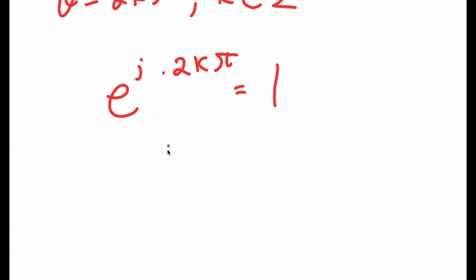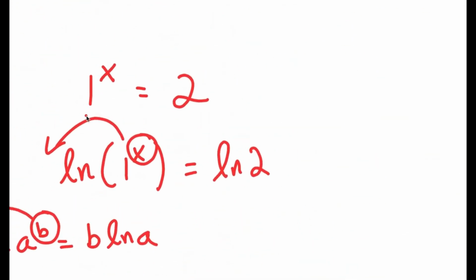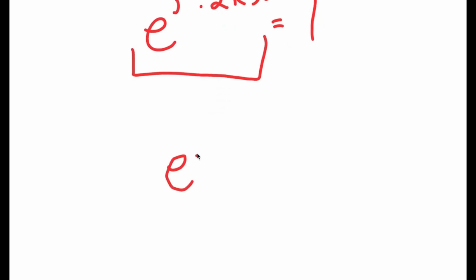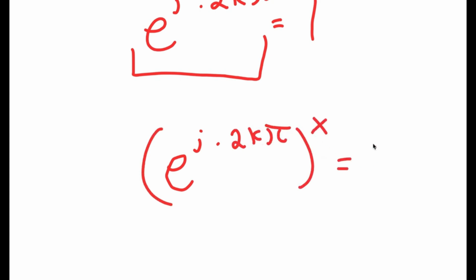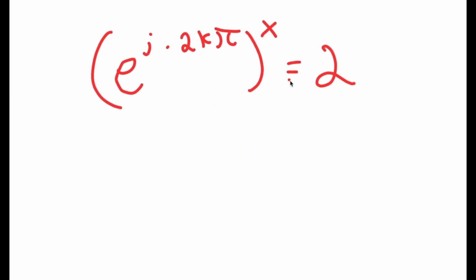Now, because this is equal to 1, we can remember our first equation, which we started with, 1 to the power of x equals 2. We can substitute in this for 1, meaning I get e to the power of i times 2k pi to the power of x is equal to 2. So just think of this as 1. So I have basically 1 to the power of x equals 2.